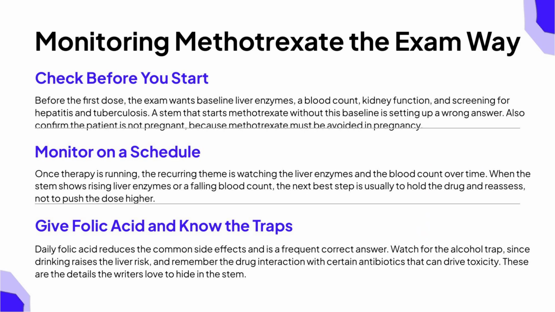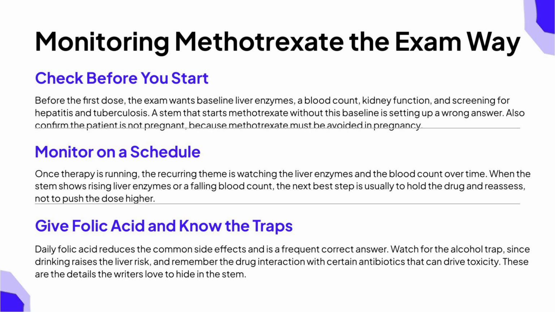Let us talk about monitoring methotrexate the way the exam tests it, because this is a favorite question type. First, check before you start. Before the first dose, the writers want a baseline set of liver enzymes, a blood count, and kidney function, along with screening for hepatitis and tuberculosis. A stem that jumps to methotrexate without that baseline is setting up a wrong answer. And always confirm the patient is not pregnant, because methotrexate must be avoided in pregnancy.